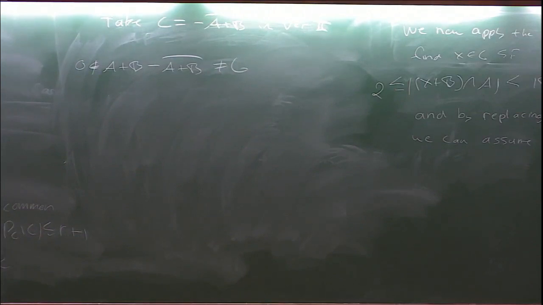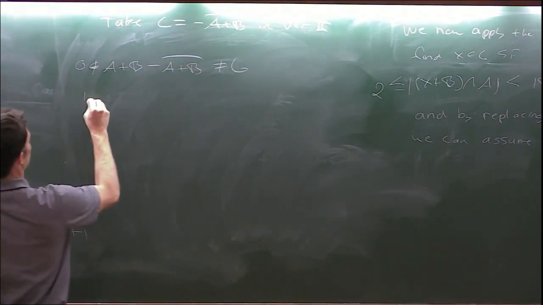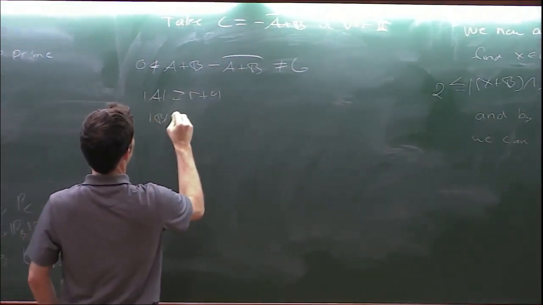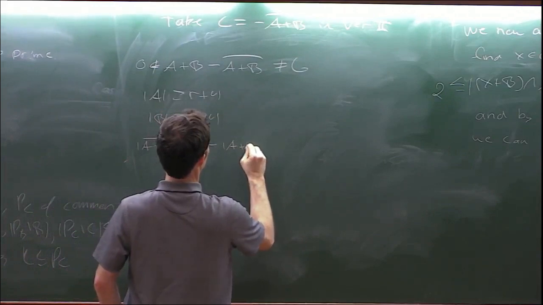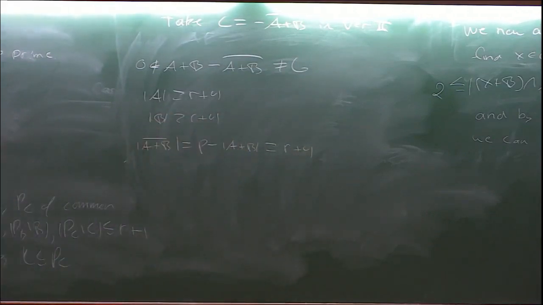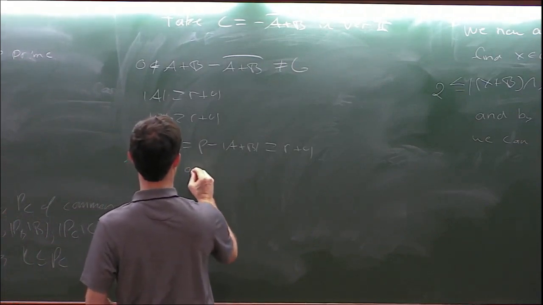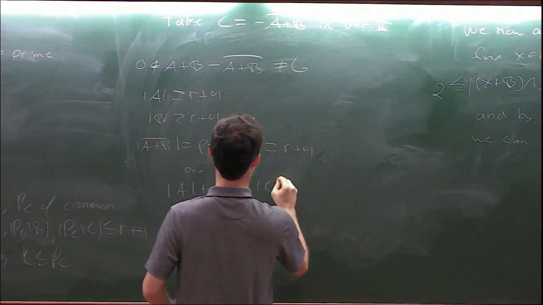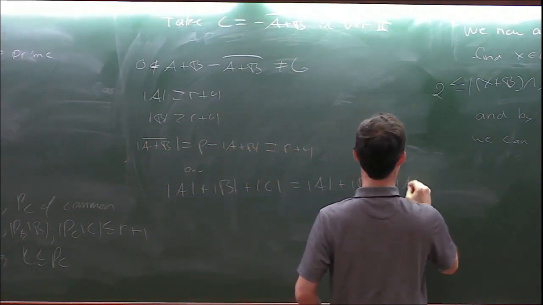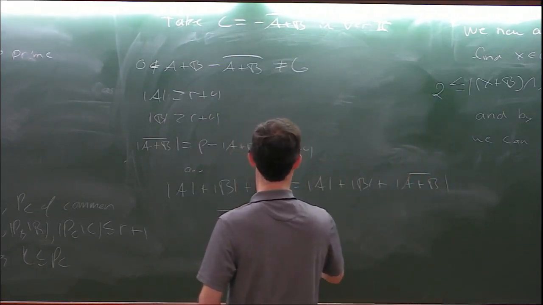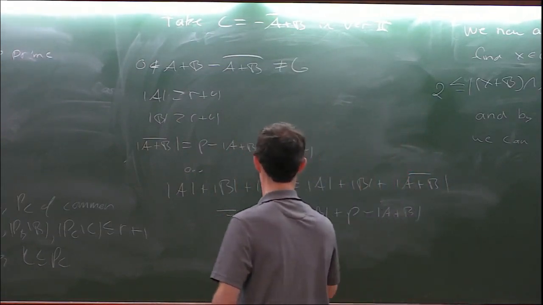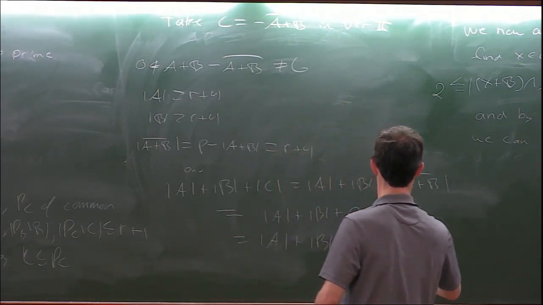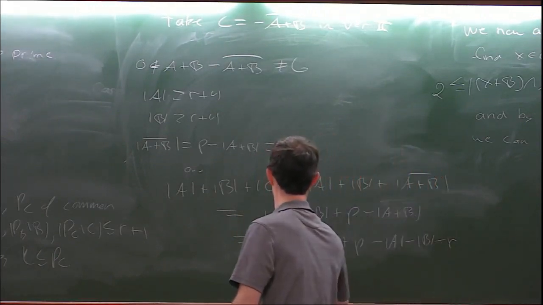And if we have the hypotheses of this conjecture over here, then that means A is at least R plus 4, B is at least R plus 4, and A plus B complement, that's P minus A plus B, which is at least R plus 4 by this assumption over here. And the sum of all the elements, A plus B plus C, that's A plus B plus A plus B complement. Looks like A plus B plus P minus A plus B, which is A plus B plus P minus A minus B minus R, which is P minus R.